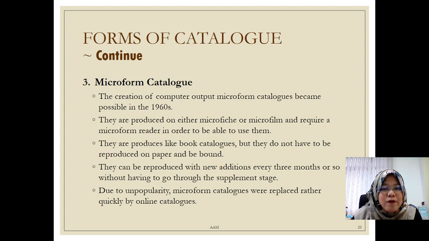Next is microform catalog. So the creation of computer output microform catalog became possible in the 1960s. They are produced on either microfiche or microfilm and require a microform reader in order to be able to use them. They are produced like book catalog, but they do not have to be reproduced on paper and be bound. So it can be reproduced with a new edition every 3 months without having to go through the supplement stage. Due to the unpopularity, microform catalogs were replaced rather quickly by online catalog.